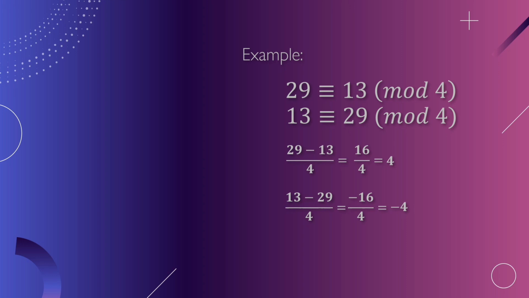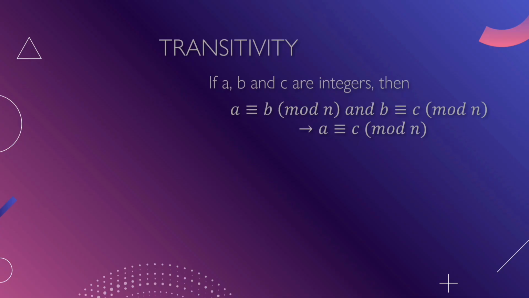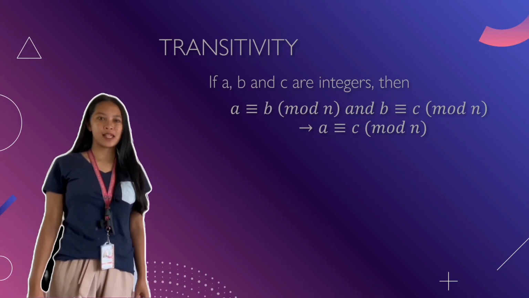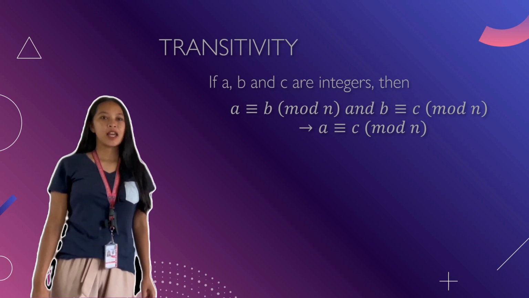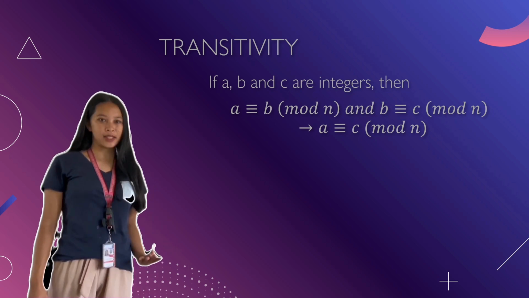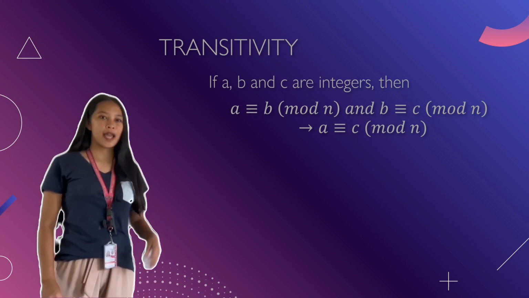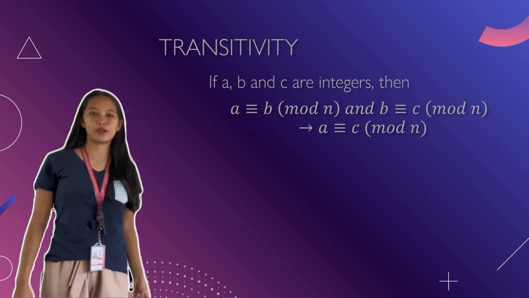So, it is true. Now, symmetry property is true. The third one is the transitivity. If a, b, and c are integers, then a is congruent to b modulo n, and b is congruent to c modulo n. Therefore, a is congruent to c modulo n.